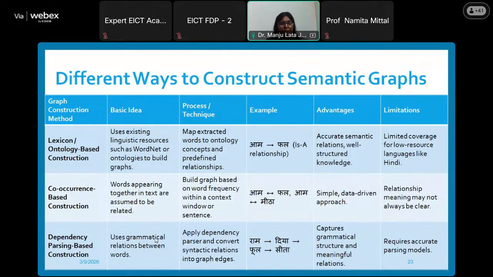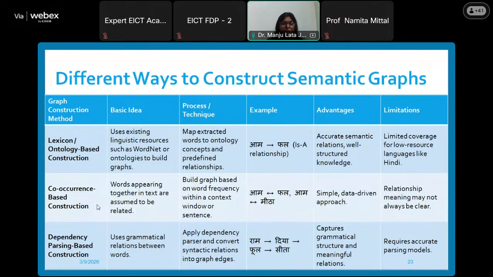Co-occurrence-based construction: words appearing together in text are assumed to be related. Not only semantic relations are considered, but also co-occurrence. If two words co-occur with each other many times, they are related somewhere, like aam or phal, aam or meetha. It is a simple data-driven approach, because no semantics are considered, only the co-occurrence feature. The relationship meaning may not always be clear. We are just considering the co-occurrence relationship, no other relationship at all.